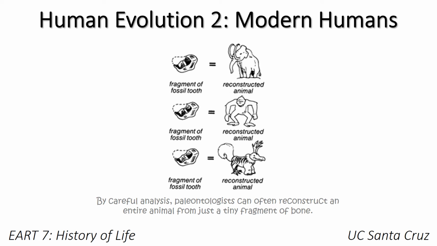Hi again, welcome to our second video on human evolution. Today we'll focus on the evolution of modern humans, our own species, Homo sapiens, and especially on the complexities of how new species evolve, a process called speciation.